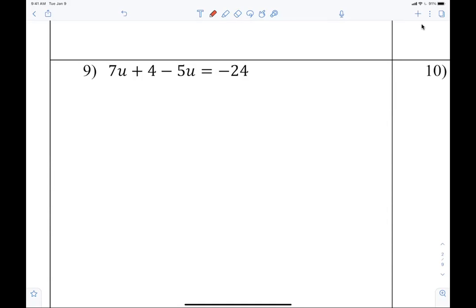Start me out here. So you have to do the 7 minus the 5. Yeah, what's that? 2u. Perfect. And 2u plus 4 equals -24. Now what? And then you do -4. Good. And that's what? -28, right? There are 2 negatives. That's when you're multiplying. Right?